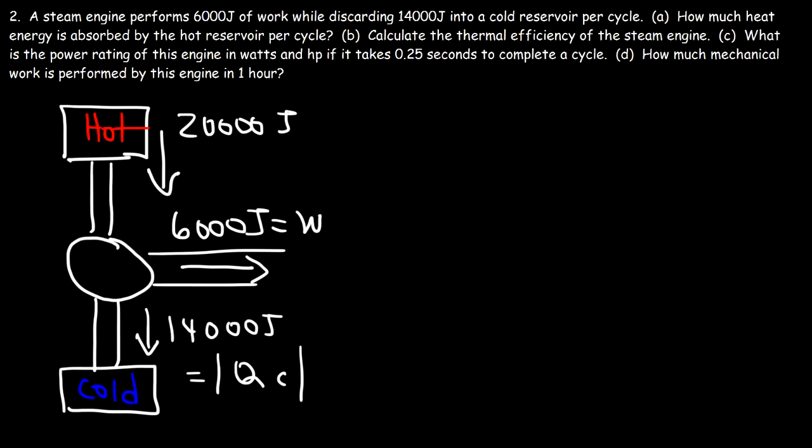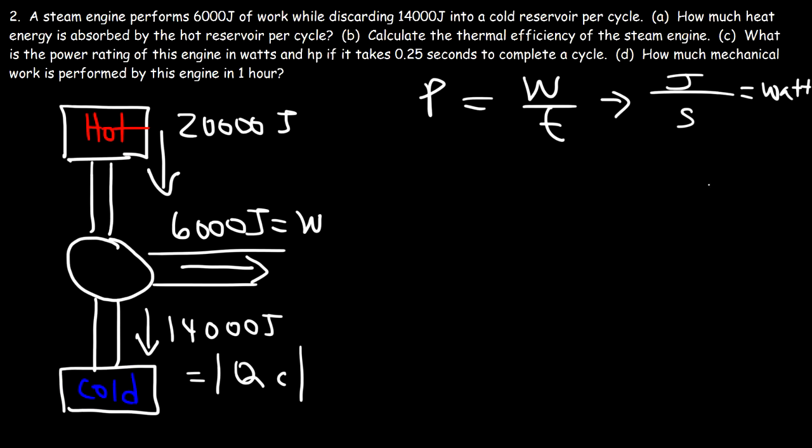So how can we calculate the power? Power is work divided by time. And so we have the work, it's 6,000 joules per cycle. However, we have the time it takes to complete a cycle. Work is in joules and time is in seconds. So 1 joule per second is equal to 1 watt, which is the unit for power. So keep that in mind.